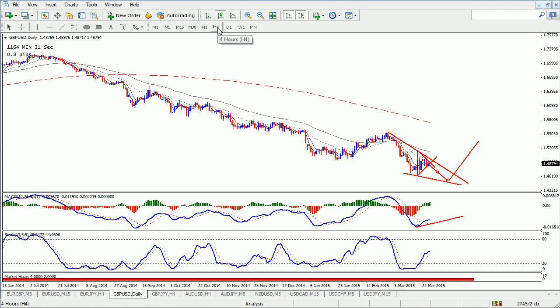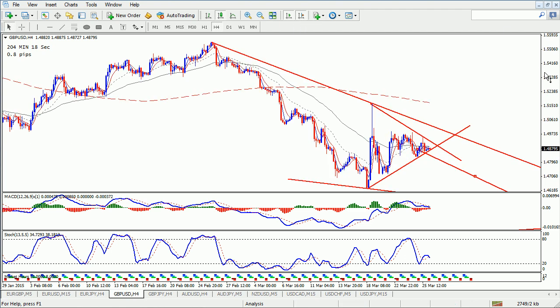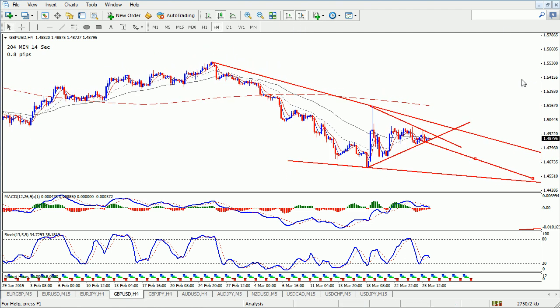And of course, we've got 2 days left in the week. All of this action likely isn't going to happen in 2 days, but it's possible. So back to the 4 hour. So we've got that validation. We've got the trend to the downside on the 4 hour. We've got it to the downside on the daily. I'm liking the shorts on the pound US dollar.